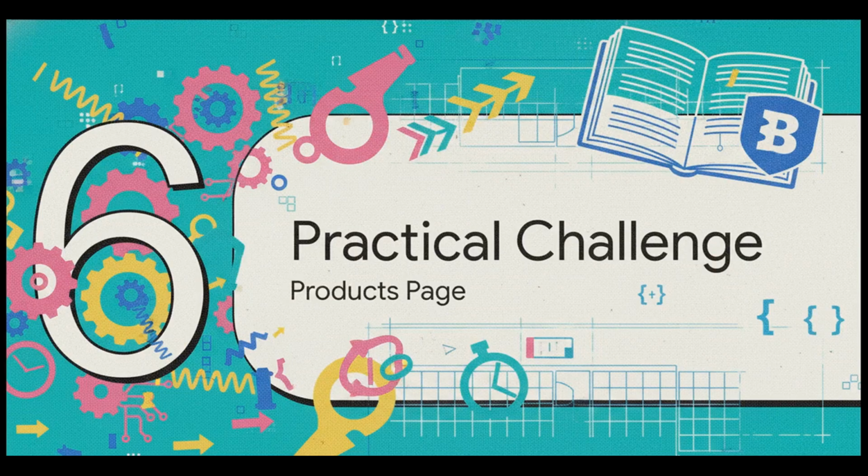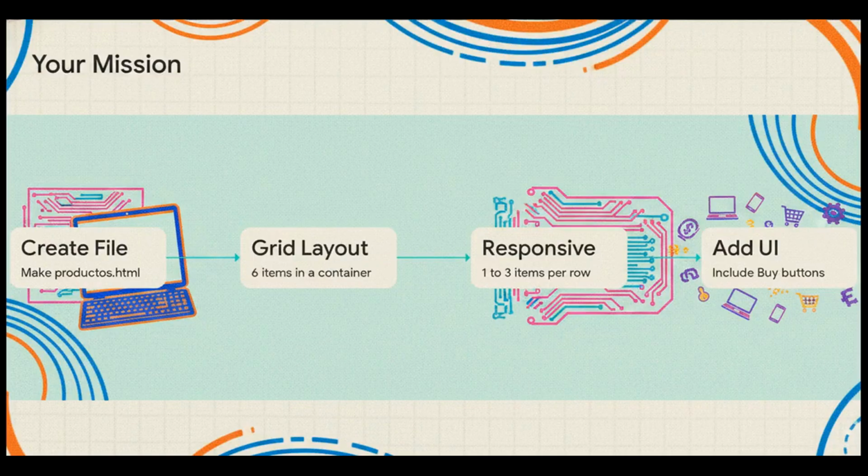All right, Section 6, your practical challenge, building a products page. Okay, so you've got the theory, and we've walked through the blueprints. Now, I'm stepping into coach mode. Here are the exact 4 steps you need to apply everything we just covered. Seriously, go ahead and pause the explainer right now, take a screenshot, and use this as your checklist.